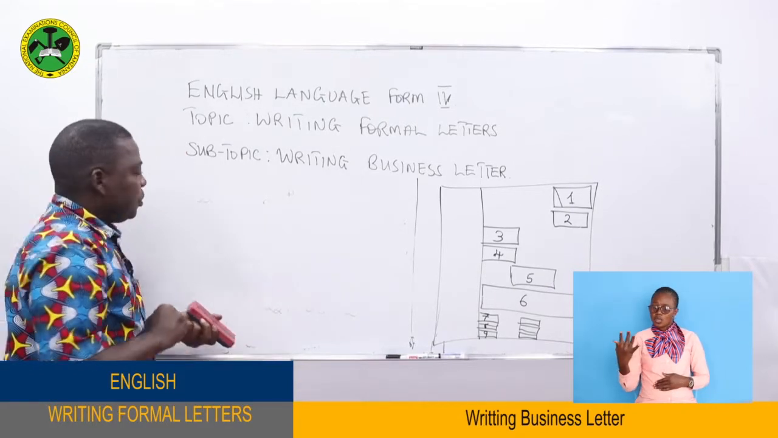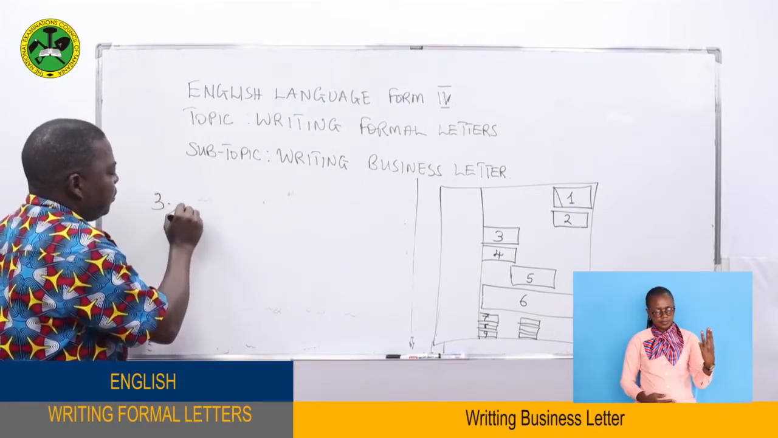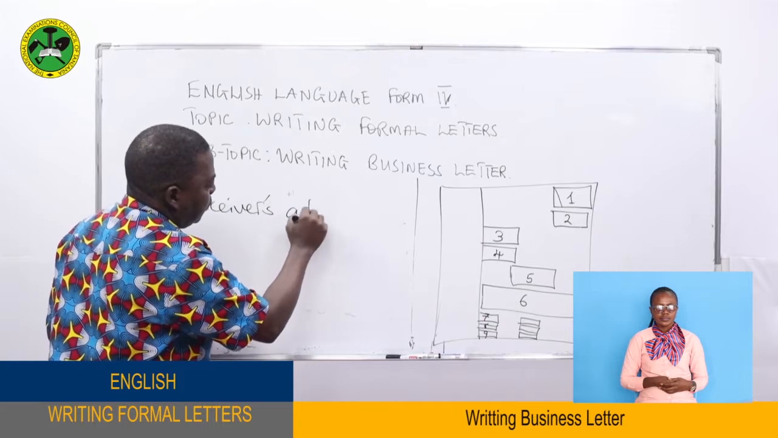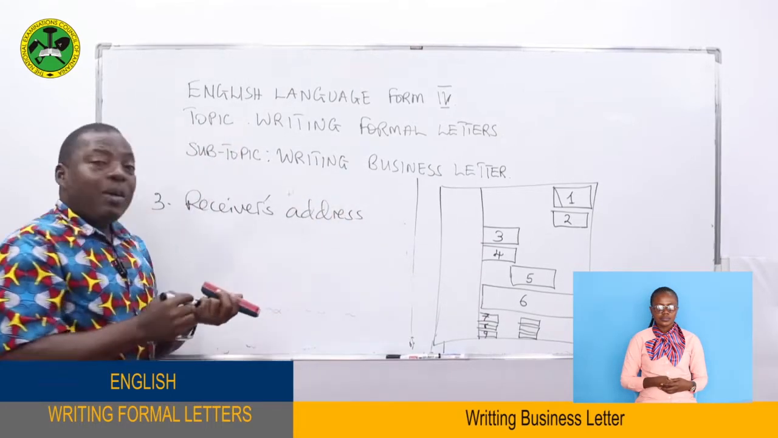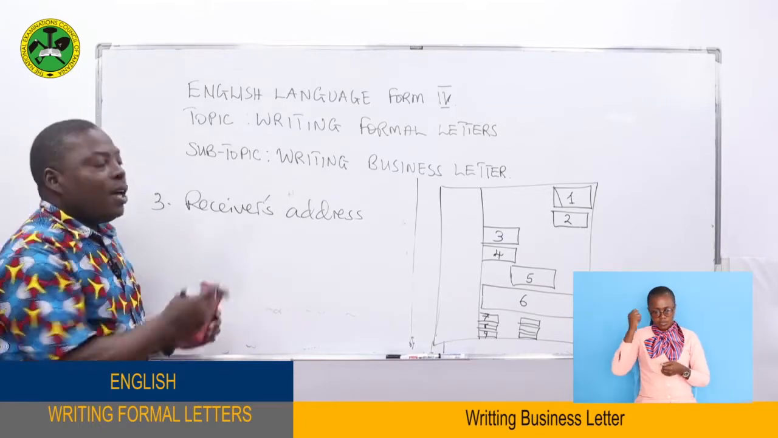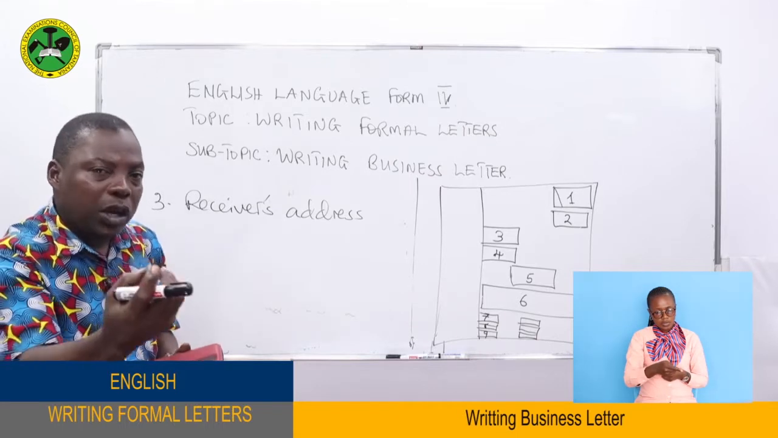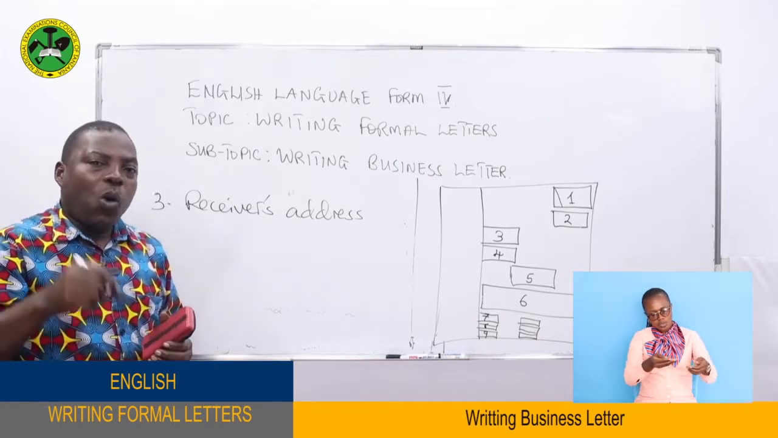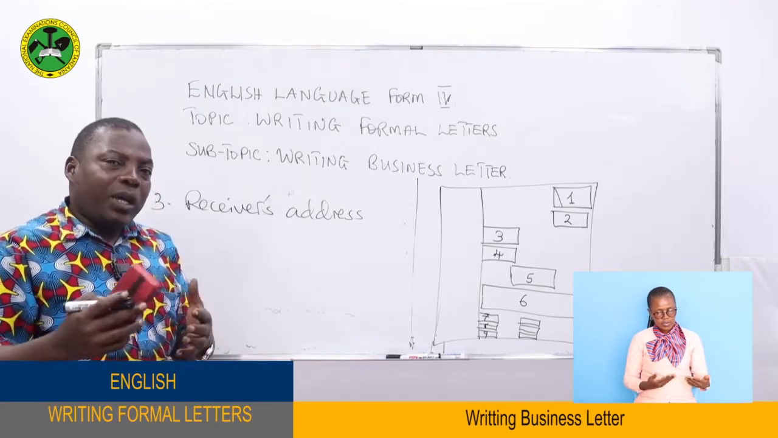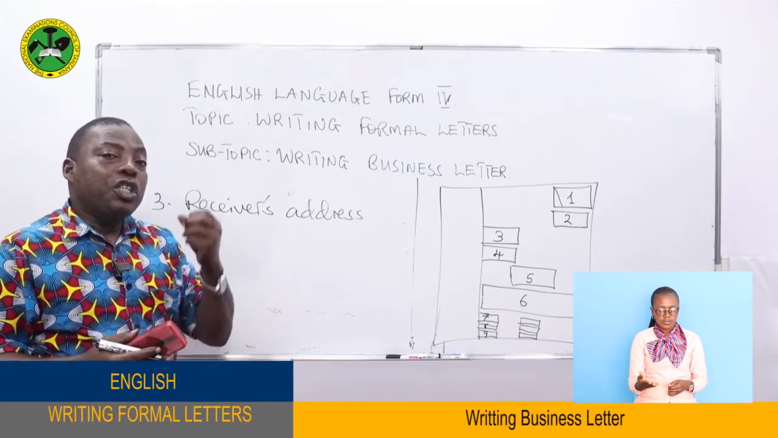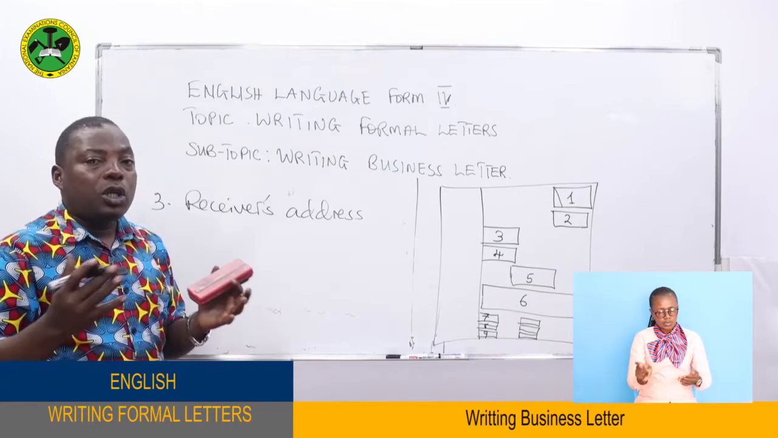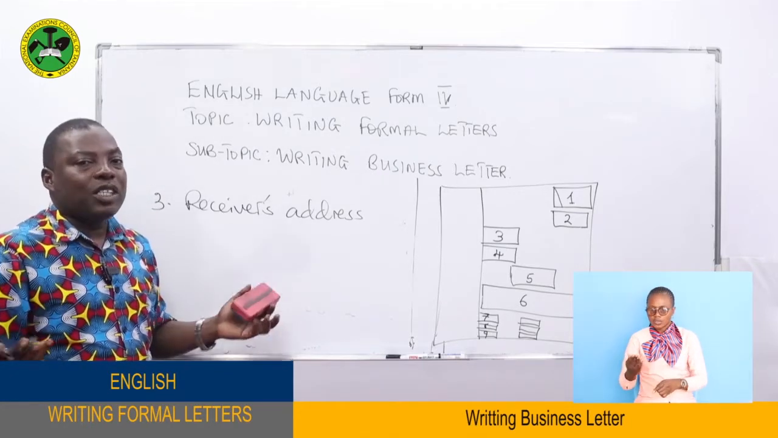Aspect number 3 is the receiver's address. How can you write a receiver's address? Remember, this is the address of a person who is going to receive the letter, the one whom you are writing to. At times, you may know who this person is that you are writing to, and sometimes you might not know. You might even know the company where the letter has to be sent.